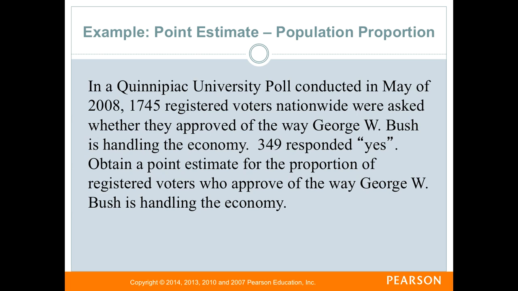So we're interested in those people who approve. Basically all we do is we take the people who approve, which would be your 349, and divide it by the total, which was your 1745, and you end up with a value of approximately 0.2, or about 20%.